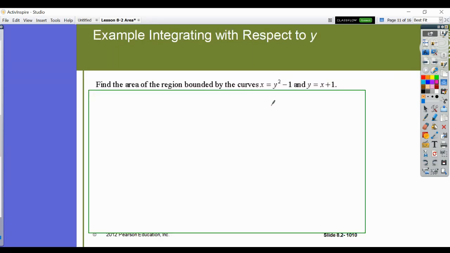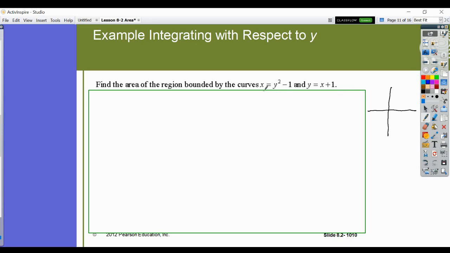We want to find the area of the region bounded by the curve x equals y squared minus 1 and y equals x plus 1. I'm going to start out with just sketching that so I kind of know what it looks like and which one's on top, because it's important to know so that we get it the right direction. Also, we're finding an area, so it's positive. If you subtract and you get a negative, then it's probably you just did them in the wrong order.